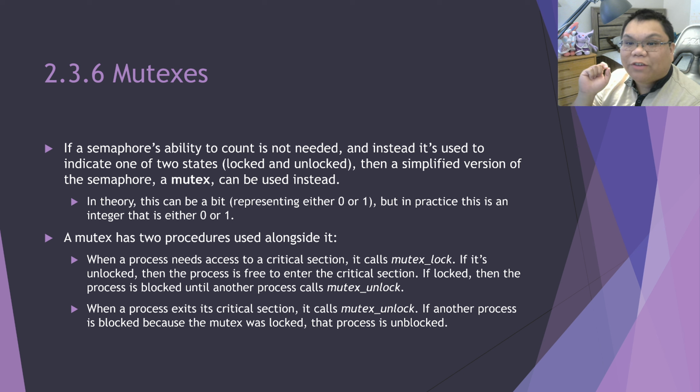If another process tries to enter its critical section, say it's trying to open the door also, it's going to first check the lock to make sure it's unlocked. And if it's locked, that process is blocked. It's going to be blocked until the process inside unlocks the door and tells the waiting process outside, hey, it's your turn. When a process exits its critical section, it calls mutex unlock. If another process is blocked because the mutex is locked, that process is unblocked and it can enter its critical section.